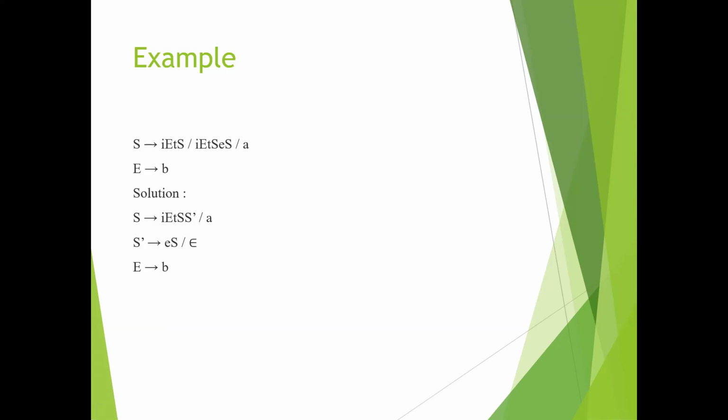So if there is an ambiguity in a given grammar, with the help of left recursion elimination and left factoring, we can overcome the ambiguity.